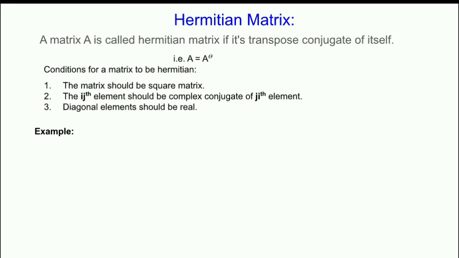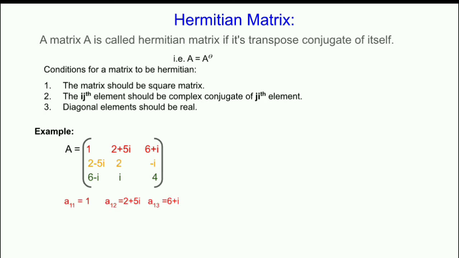For example, let A be a matrix whose elements of the first row are A11 equal to 1, A12 equal to 2 plus 5i, A13 equal to 6 plus i. The elements of the second row are A21 equal to 2 minus 5i, A22 equal to 2, A23 equal to minus i. And the elements of the third row are A31 equal to 6 minus i, A32 is i, A33 is 4.